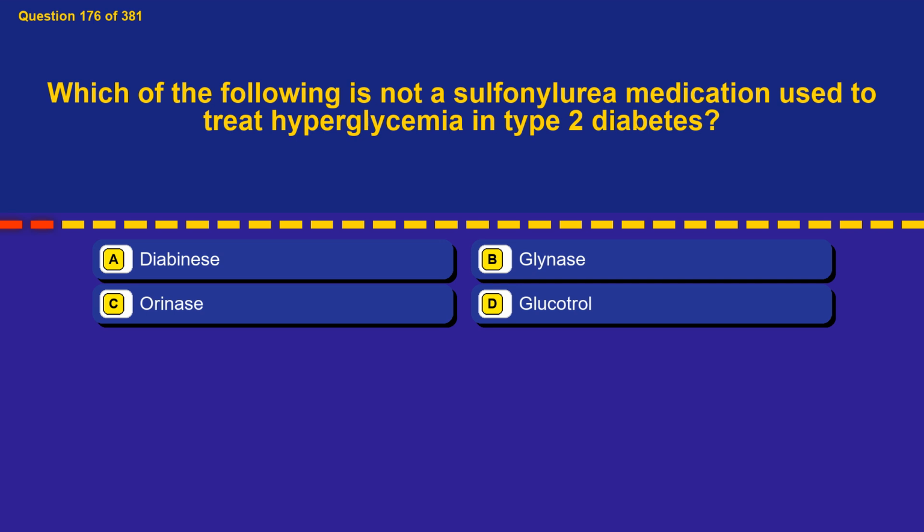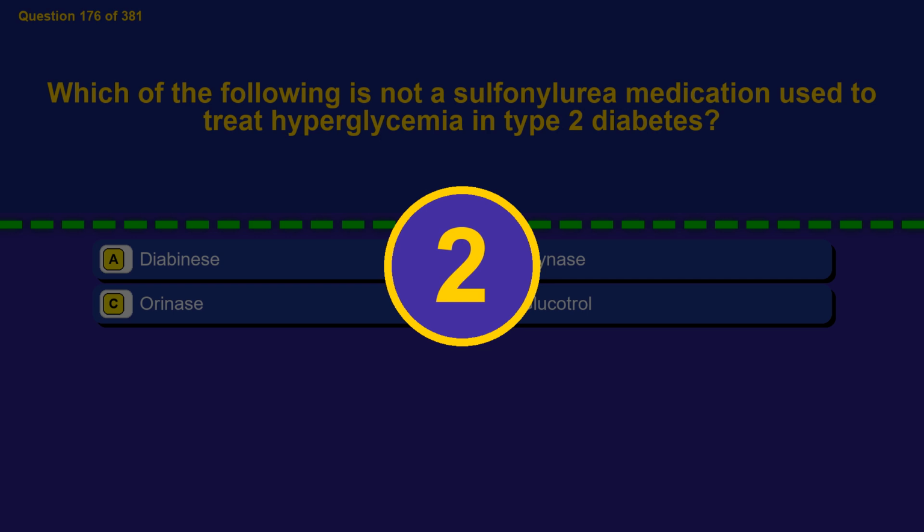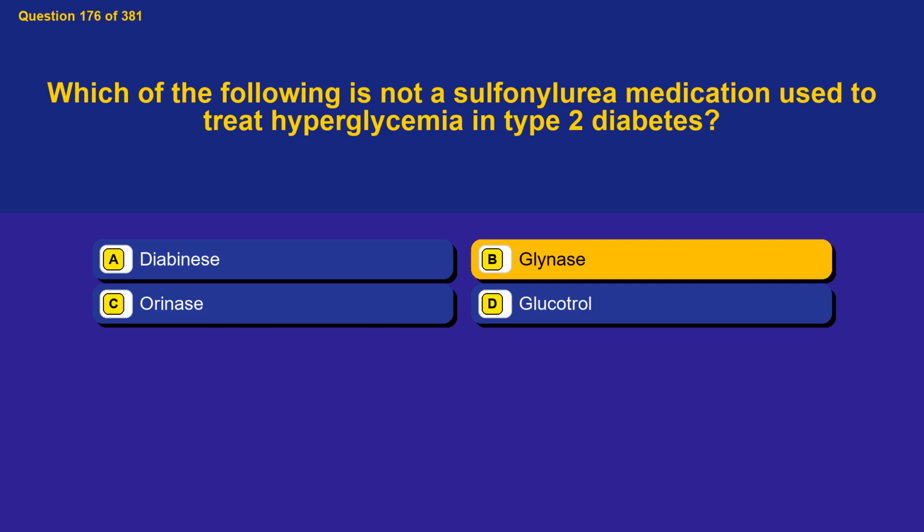Question 176. Which of the following is not a sulfonylurea medication used to treat hyperglycemia in type 2 diabetes? Option A, Diabinese. Option B, Glinase. Option C, Orinase. Option D, Glucotrol. The correct answer is option B, Glinase.